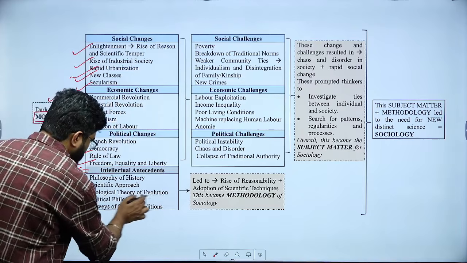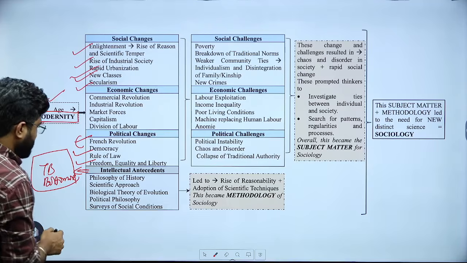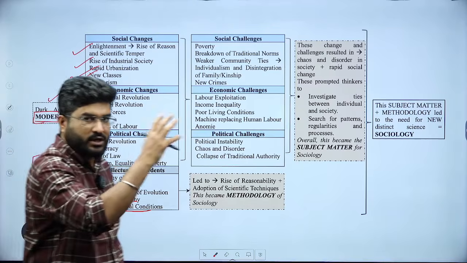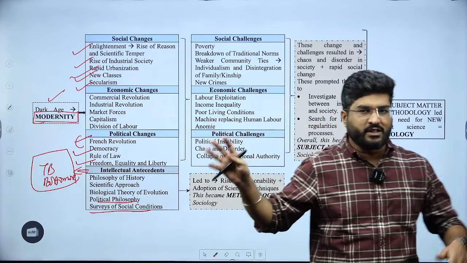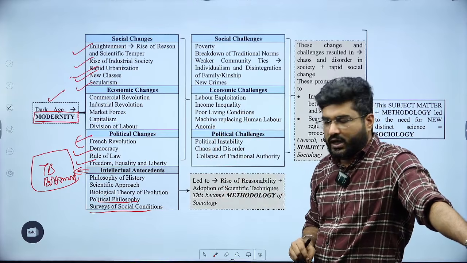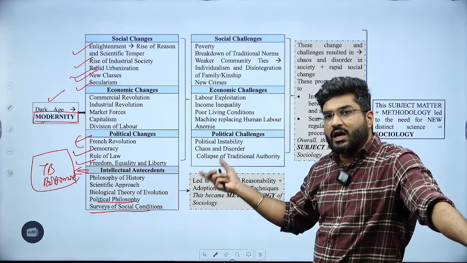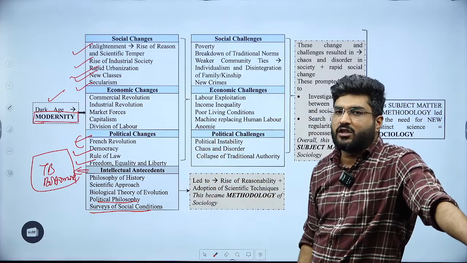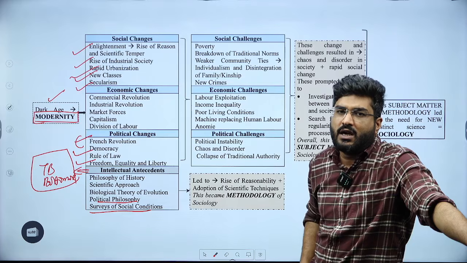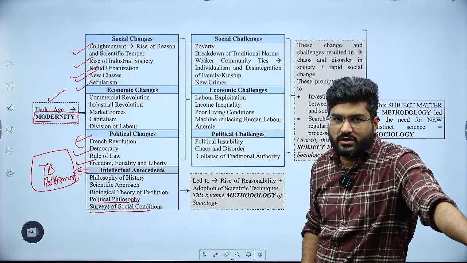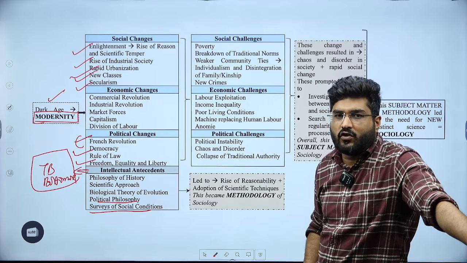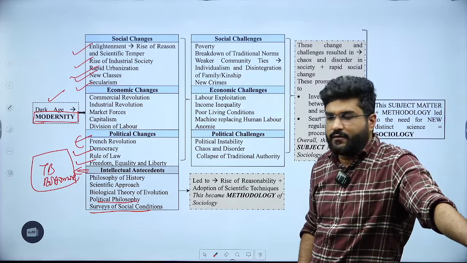Then the biological theory of evolution, as we have seen in Herbert Spencer's case. Then political philosophy and surveys of social conditions: the political changes highlighted by the French Revolution and others are also very much intellectual antecedents for our modernity. Similarly, how will we know about social conditions, the challenges people face because of changes in society after the French Revolution and Industrial Revolution? For that, surveys are very important, because surveys give us the real view of the challenges and problems they have been facing.